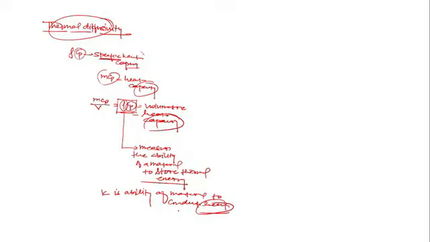So there is a very important property, that is thermal diffusivity, alpha, which is the ratio of thermal conductivity to the volumetric heat capacity.